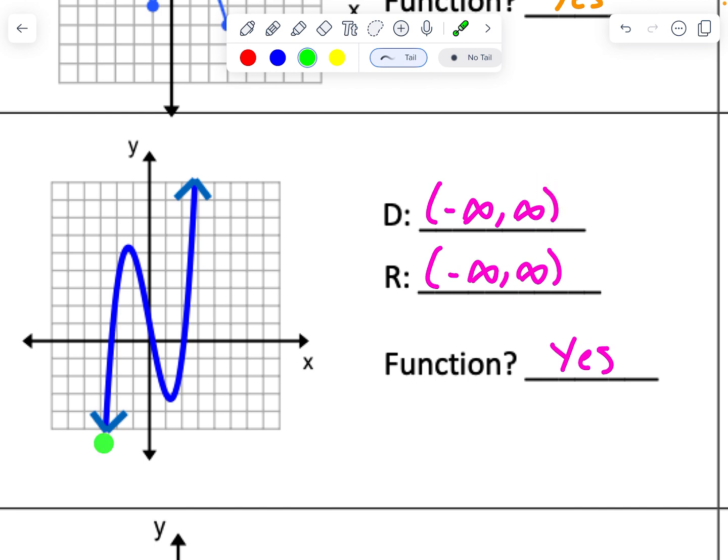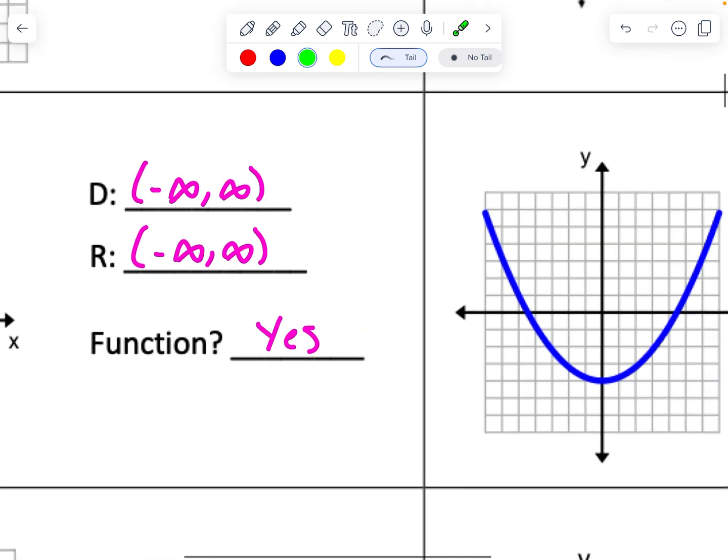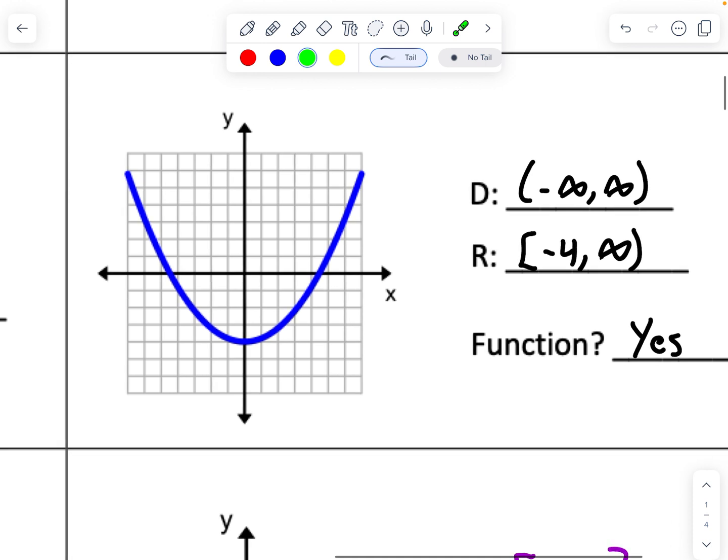Our range goes down forever to up forever. That might be easier for some of us to see than how it goes left and right forever. So our range is also -infinity to infinity, and this is a function because it passes the vertical line test. This one really should have arrows on it.